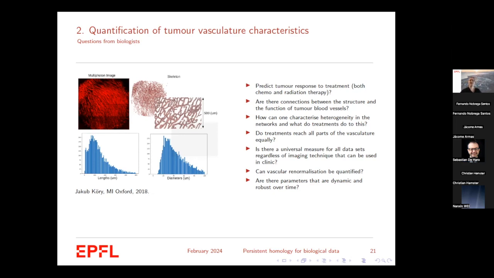And can a process of renormalization, when you start seeing fewer of these abnormalities over time, be quantified? And are there parameters that are dynamic and robust over time? This is what I mentioned earlier. So what is done to answer all these questions at the moment in many labs is that they extract these networks from imaging data, and then they create histograms of lengths and diameters to try and understand what is happening either during tumor growth or during treatment.